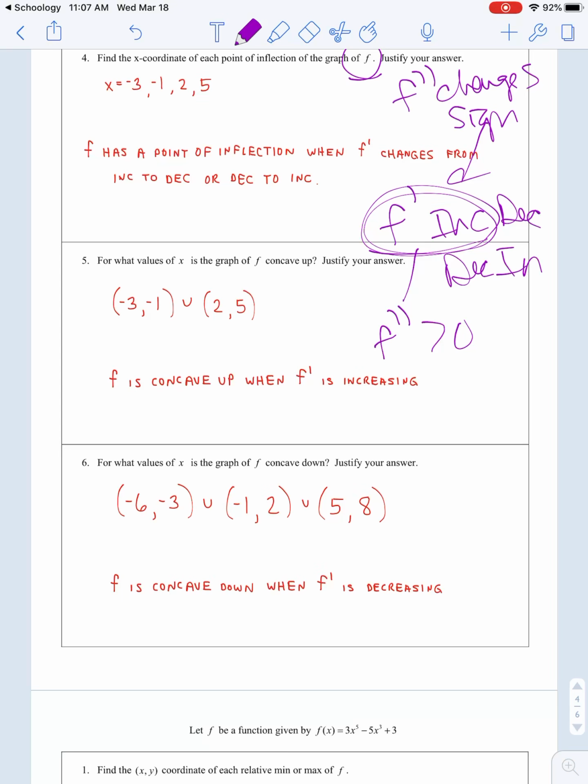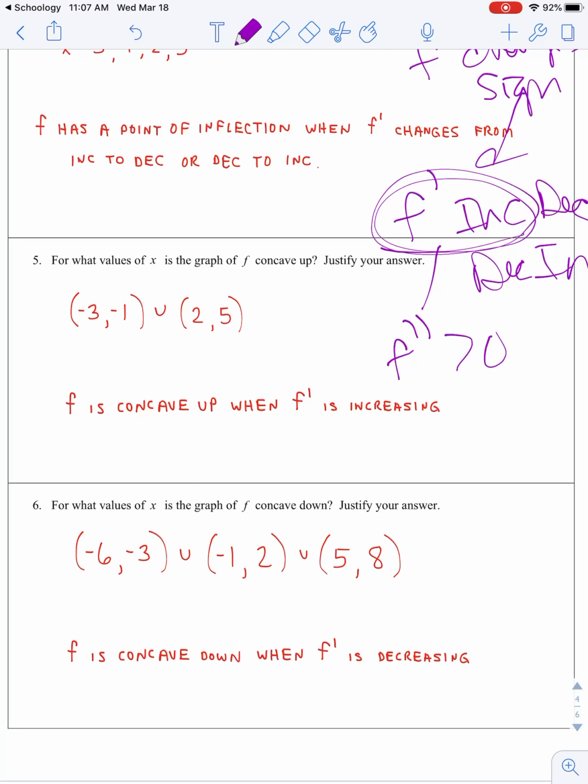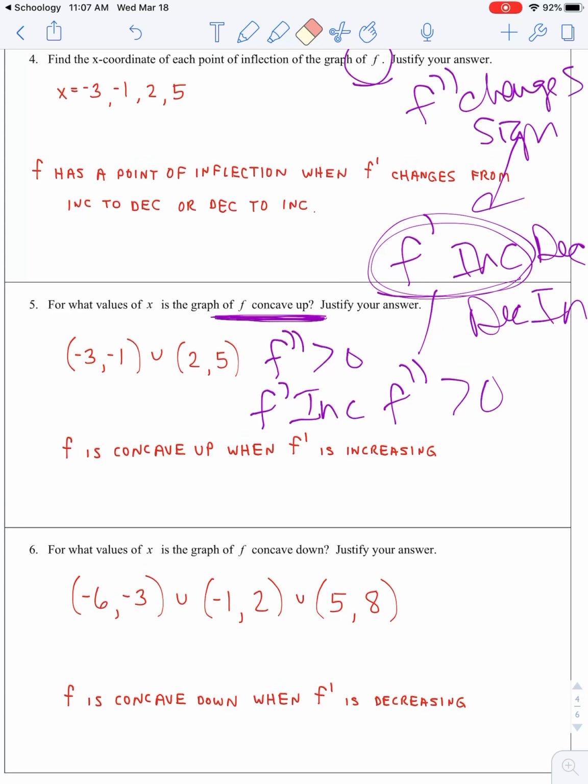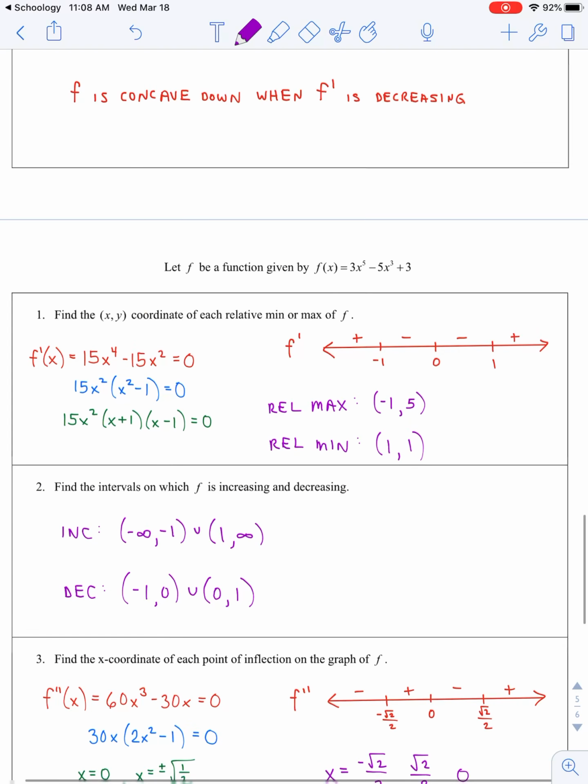And remember, point of inflection is when the second derivative changes sign. So yeah, I talked about that. Number 5, we're looking for f to be concave up. Again, that means the second derivative has to be positive, which means the first derivative has to be increasing. Hopefully you're starting to get this, starting to soak in a little bit with the differences of that. And then same thing with number 6.